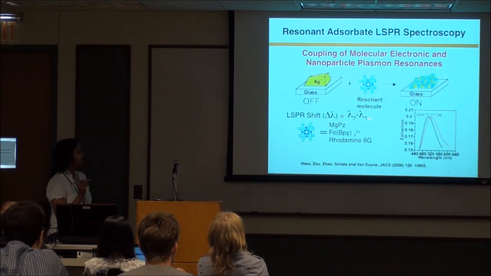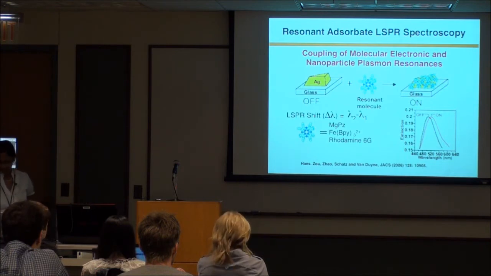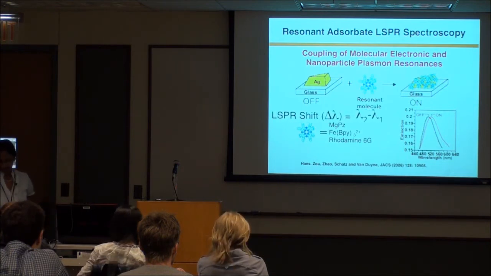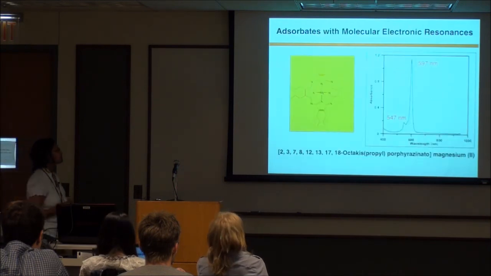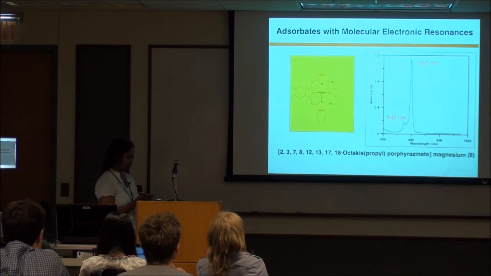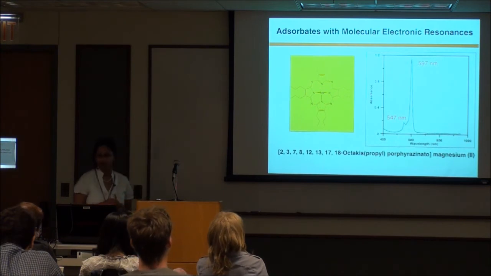So we are measuring the LSPR shift, and we studied different resonant molecules, including magnesium porphyrazine, iron bipyridyls and rhodamine 6G. We are going to primarily measure the LSPR shifts. This is one of the molecules, magnesium porphyrazine. It has a spectrum which looks like this, with a maximum at 597. This is the solution spectrum of this molecule.